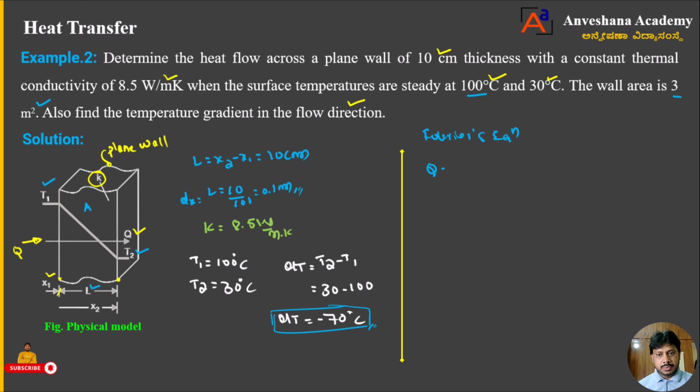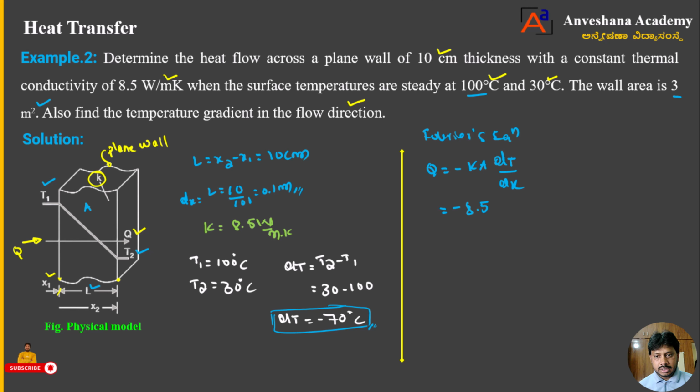What is that? Q is equal to minus K A dT by dx. So first I will try to calculate the value of Q here. How to calculate that value of Q? Q is equal to what? Now substitute the value. Minus, what is the value of K? K is equal to how much?